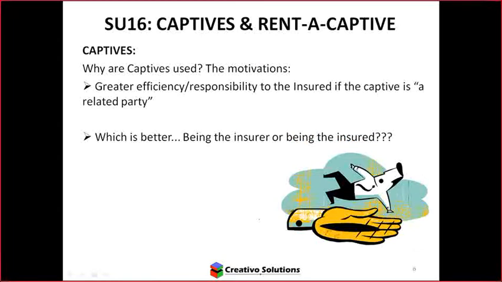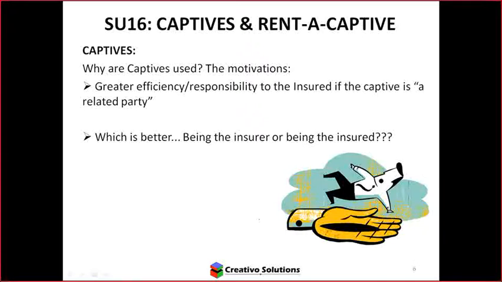Why are captives used? Well, the motivations. The first: greater efficiency or responsibility to the insured if the captive is a related party. Which is better, Melanie, being the insurer or being the insured? Being the insured. Why? Because you don't have to pay out the claims. The insured doesn't have to pay out the claim, so there's no loss, so the insured just gets the benefit. Do you agree?